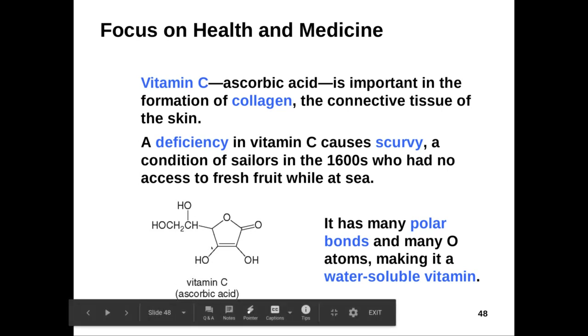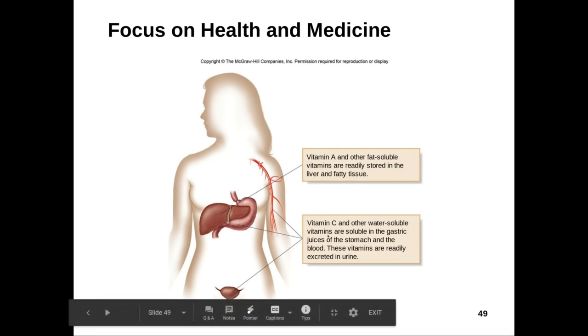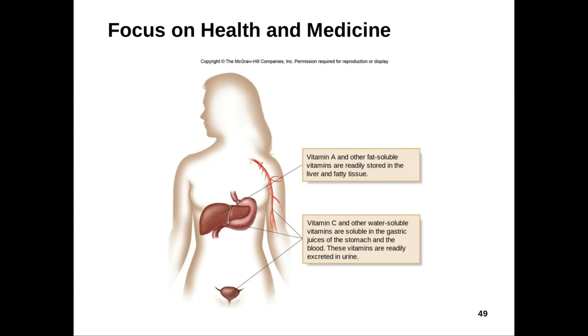Now, this is what ascorbic acid looks like. You'll see that there's a ring structure here, but it's a 5-member ring. It has lots and lots of polar bonds, right? We have oxygen, oxygen, oxygen, oxygen, oxygen. Lots of polar bonds, thus vitamin C is water soluble. So fun stuff. And this is just showing you about your body: fat-soluble vitamins like vitamin A are readily stored in fatty tissue as well as your liver, and vitamin C is soluble in your gastric juices and readily excreted in your urine.